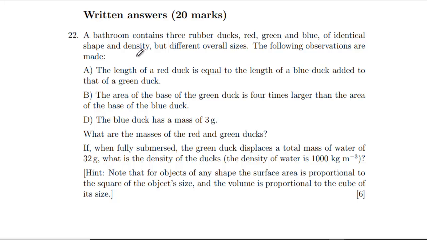A bathroom contains three rubber ducks, red, green, and blue, identical shape and density, but different sizes. The length of a red duck is equal to the length of a blue duck plus the length of a green duck. The area of the base of the green duck is 4 times larger than the area of the base of the blue duck. Right, so areas are going to be squaring the length. So green squared is going to be 4 lots of blue squared.